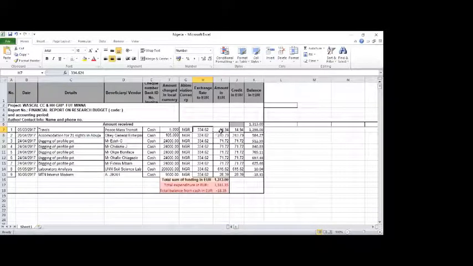Then the value in euro will give you this. For example, this person spent 5,000 naira for traveling. The exchange rate stood at 334.5662, and the value in euro is 14.94. So the equivalent of 5,000 in euro is 14.94. Credit in euro gives you 14.94.